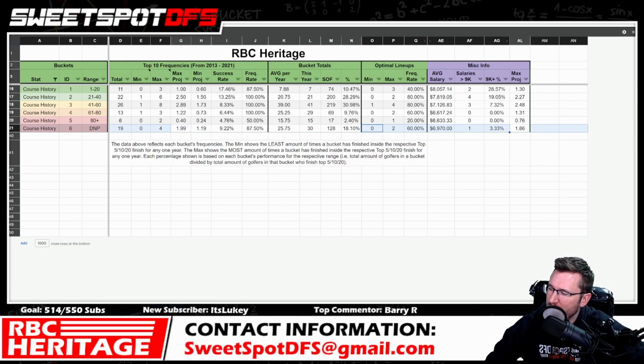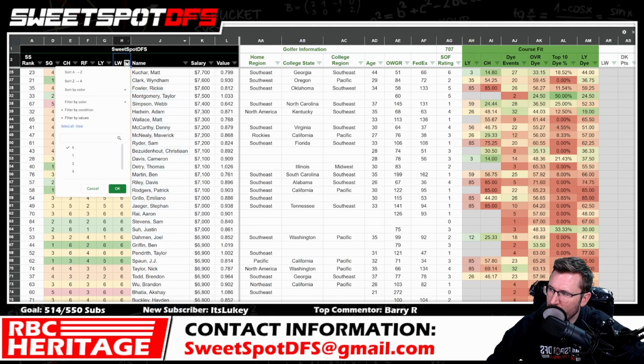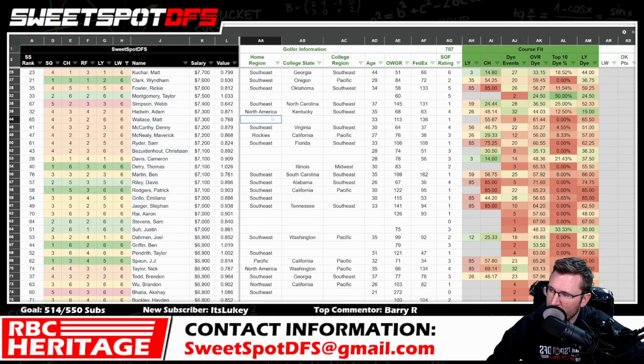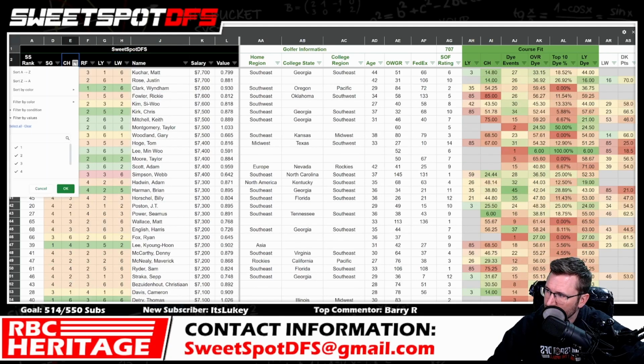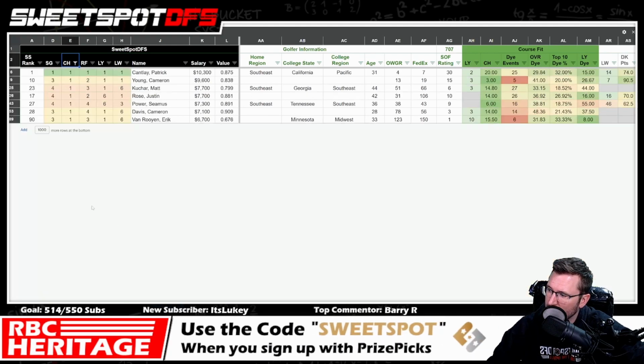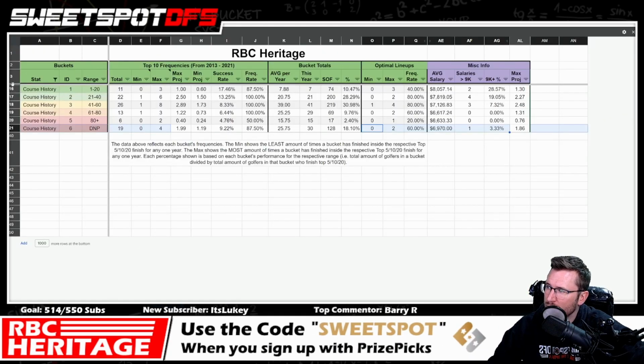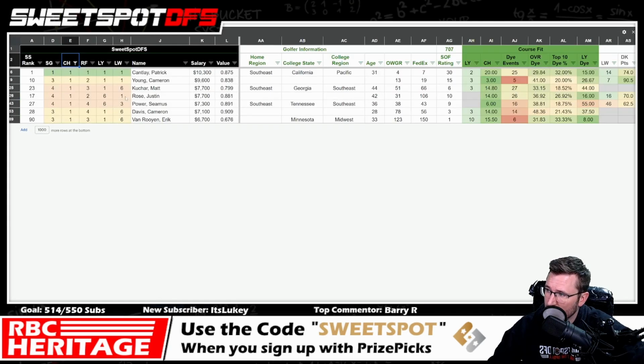So let's go ahead and look at each of the buckets with the golfers in them. Now for this one, go into the last week, since we were just talking about that, select everyone or select all, hit OK. Let's go into course history 1. Now again, course history 1, that projection says 0 to 2. We have 7 golfers in it. Patrick Cantlay, Cam Young, Matt Kuchar, Justin Rose, Seamus Power, Cameron Davis, and Eric Van Rooyen.